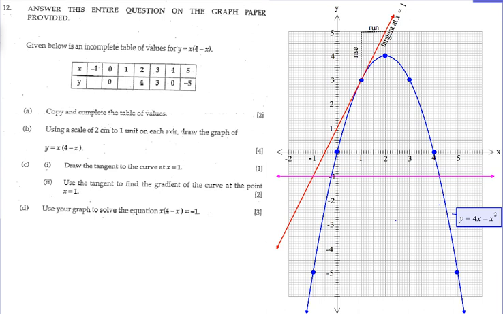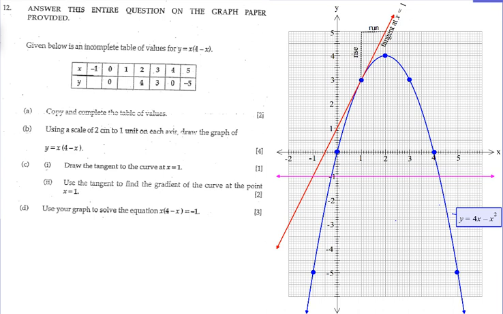So your first task is to copy and complete the table of values. Of course, you'll have read, given below is an incomplete table of values for y equals x times 4 minus x, right? 4 minus x in brackets. To complete the table of values, you'll realize that two y values are missing. So for each of those x values, you have to work out the matching missing y value.